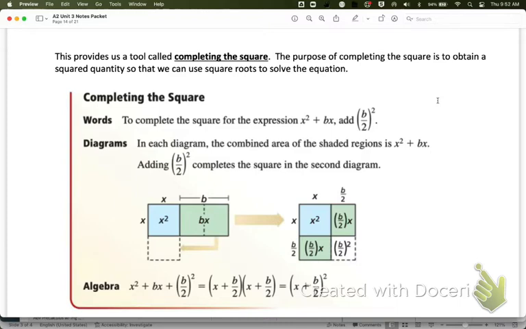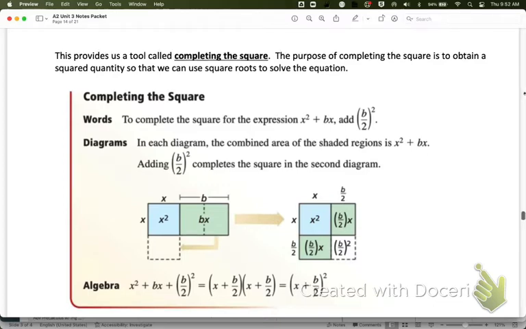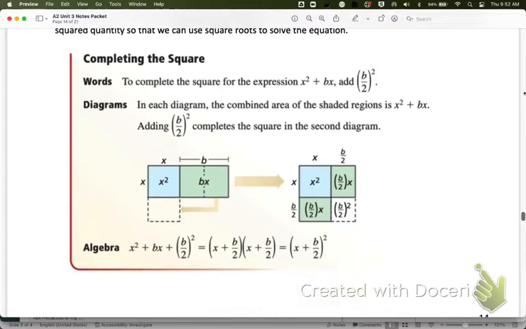So we have a tool called completing the square. The purpose of completing the square is to create a squared quantity so that we can use square roots to solve an equation. So to complete the square for an expression, we're going to look at just the x^2 + bx. And what we're going to do is take half of b, so b divided by 2, and we're going to square it, okay?